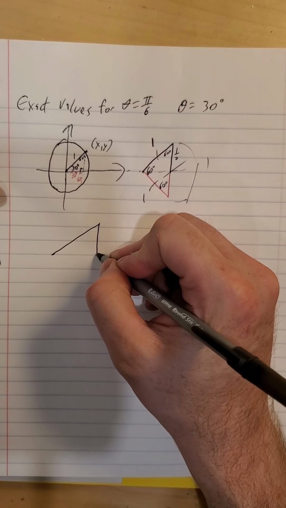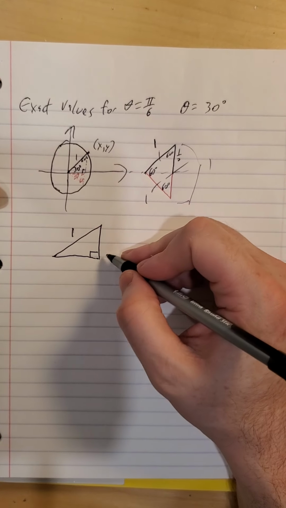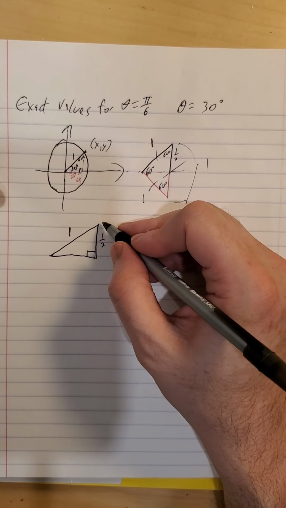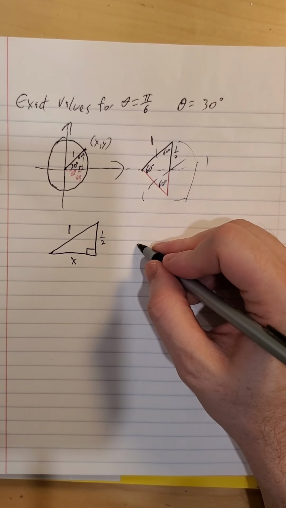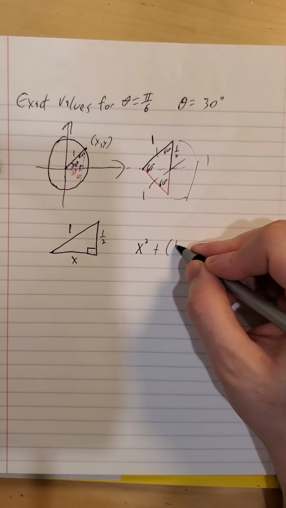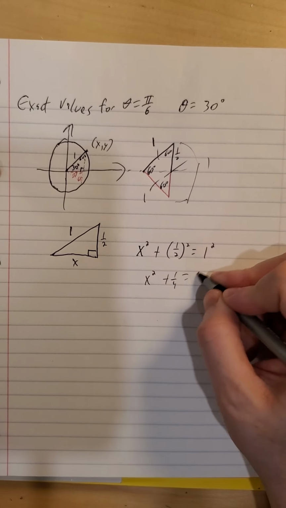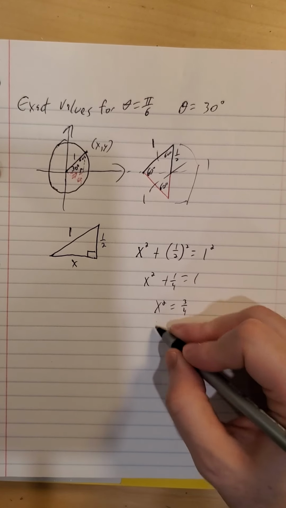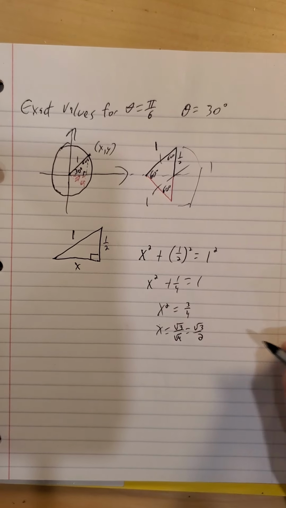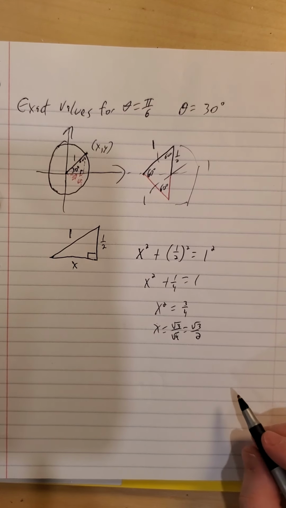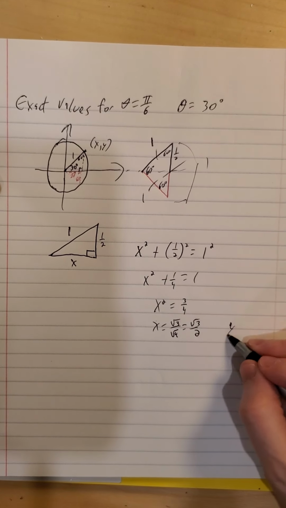So filling in what we know in a little more cleaned up drawing. Here's the 1, here's the 1/2. Our point here was xy, so this is x in size. Pythagoras tells us then that x squared plus a half squared is 1 squared. So x squared plus a quarter is 1, so x squared is 3/4. So x is √3 over √4, or √3 over 2. You can see from here our y is 1/2.